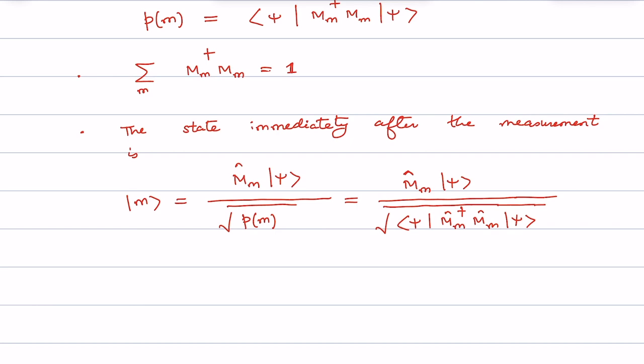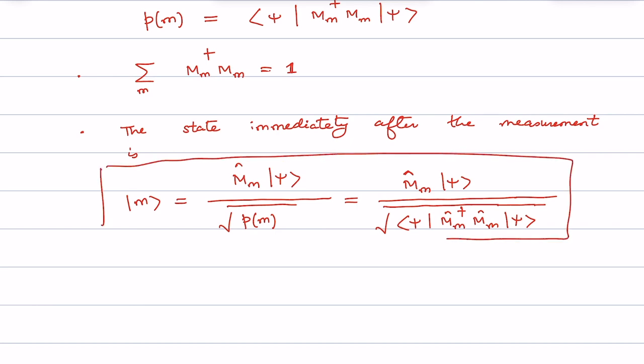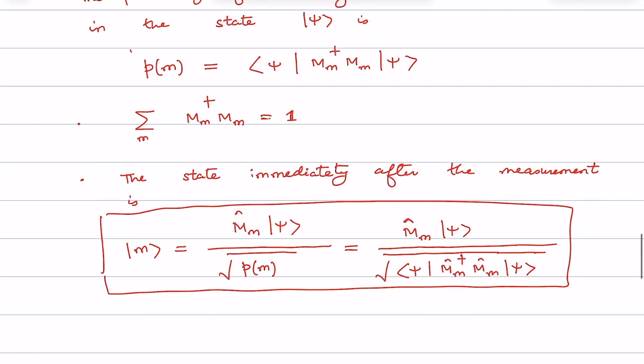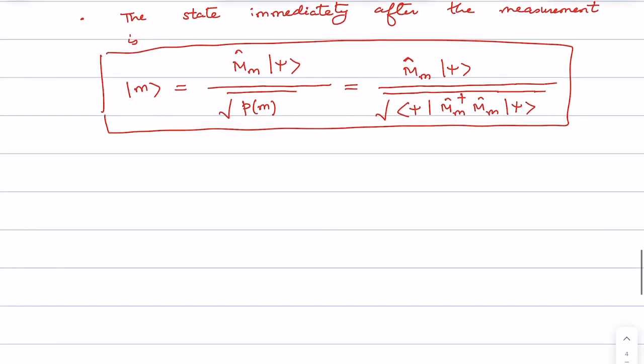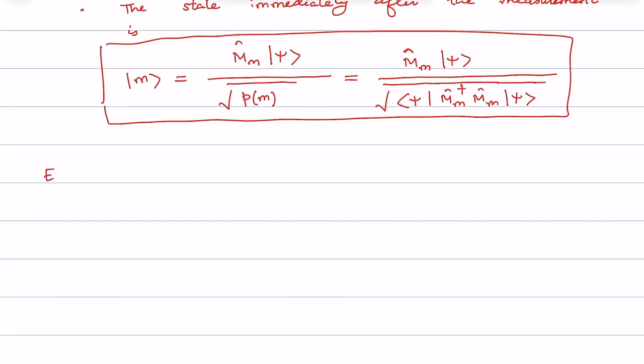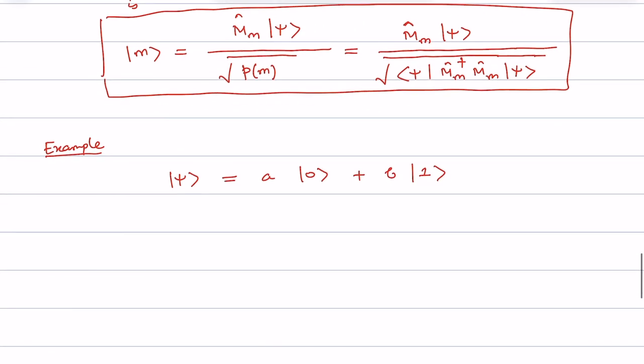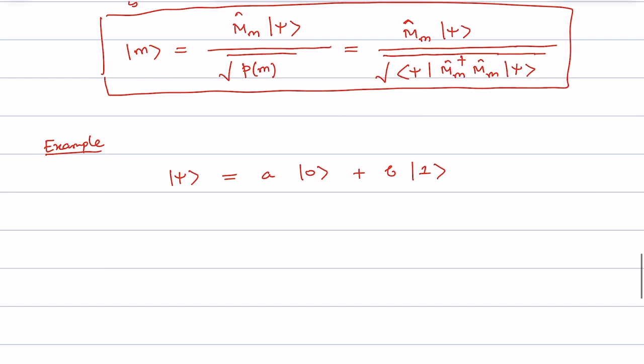Now let me give an example. These three are very important results in the context of measurement operators. To give you an example, let us say we have a superposition state like this: |ψ⟩ is a qubit state, a superposition of |0⟩ and |1⟩. A and B are complex coefficients, and we measure this particular state to see if it is in the state |0⟩ or |1⟩.